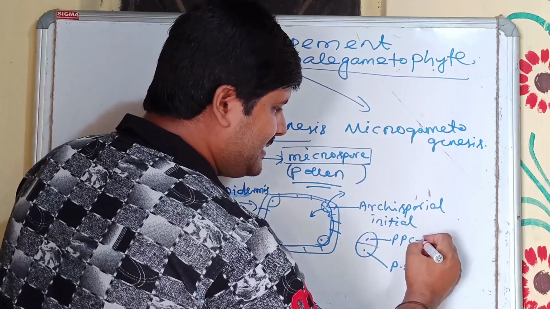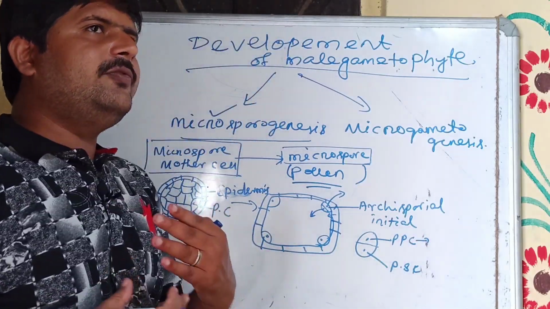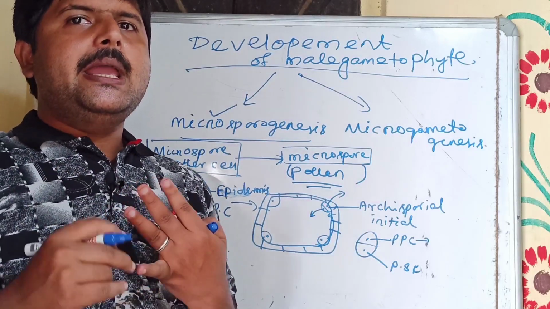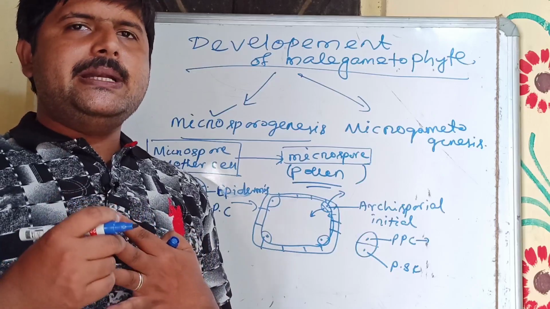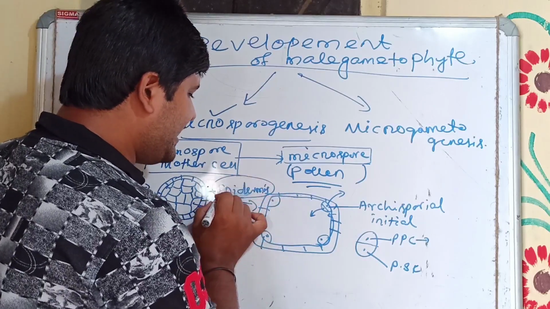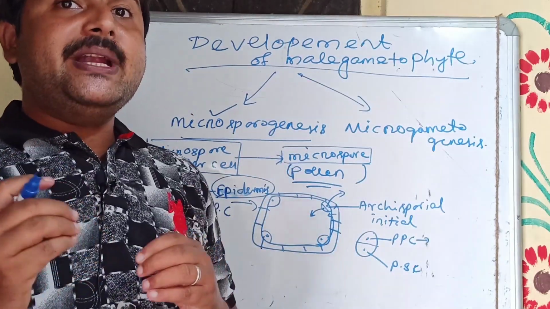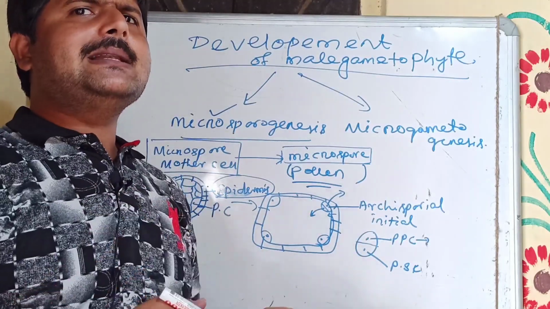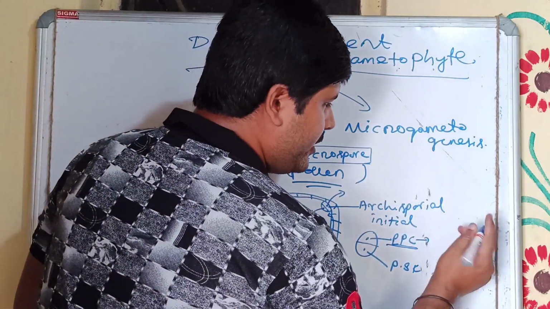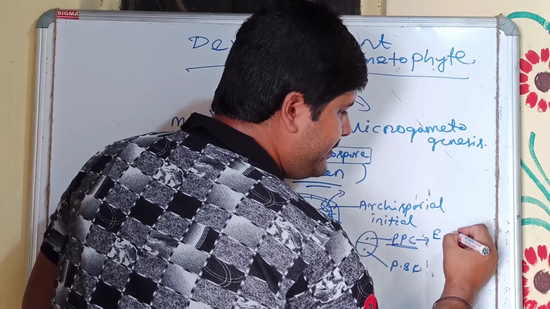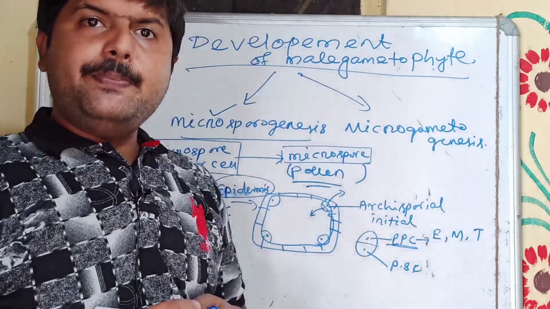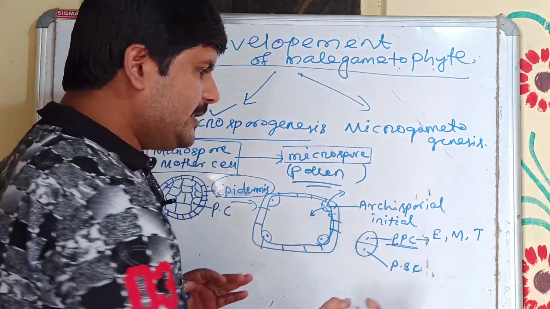After that, what happens? The primary parietal cell gives rise to the remaining layers of the anther wall. We know the anther wall contains four layers, that is the epidermis, endothecium, middle layer and tapetum. One layer, the epidermis, already exists, so the remaining layers are derived from the primary parietal cell, that is the endothecium, middle layer and tapetum. So the work of the PPC is over. Next comes the sporogenous cell.